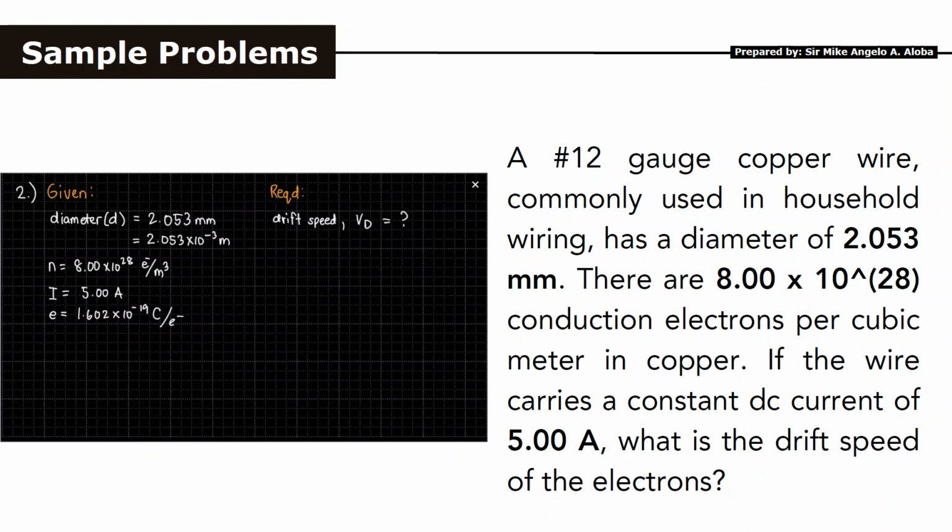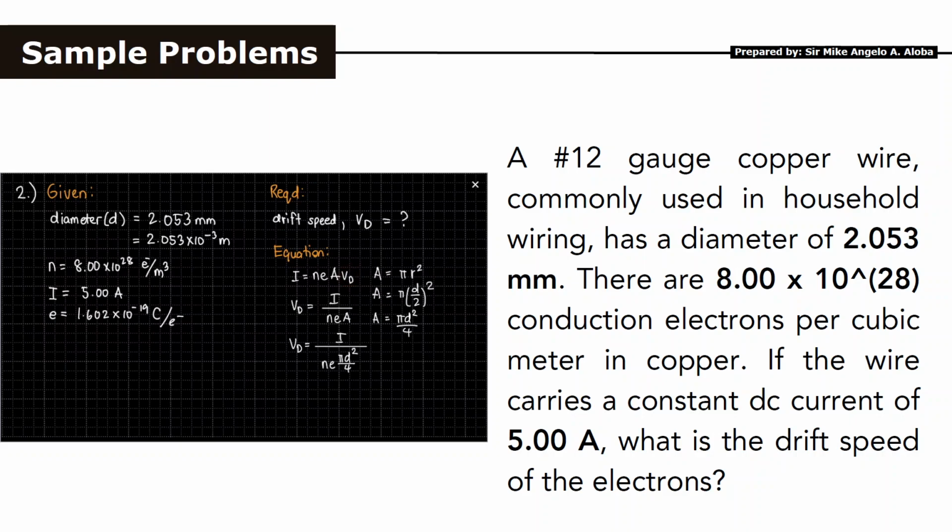We are looking for the drift speed of the electron, or V sub d. Since it's speed, we're only concerned with the magnitude of V sub d. Our equations, so we have this mother equation, the relationship between the current and the electrons passing through a cross section area of the wire, which is I, or the current, is equal to N e A V sub d. V sub d here is the drift velocity.